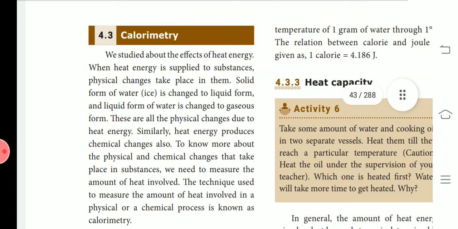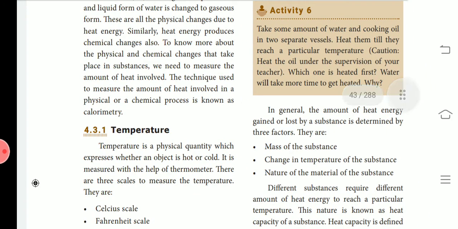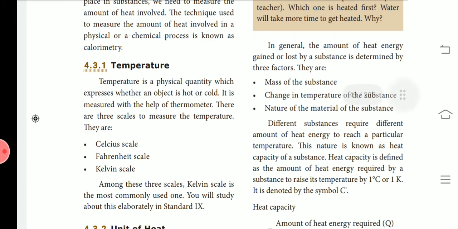And the next topic is heat capacity. Heat capacity can be determined by the mass of the substance or object, what temperature changes take place, what material we use, what object we use, and its nature. Using these we can calculate the heat capacity. So different substances need different amounts of heat energy. To reach a particular temperature, different substances need different amounts of heat. That nature is known as the heat capacity of a substance.